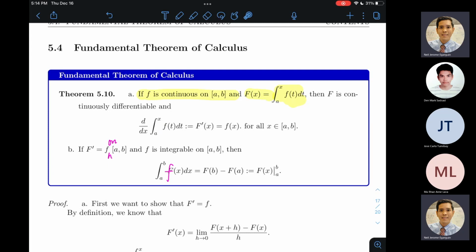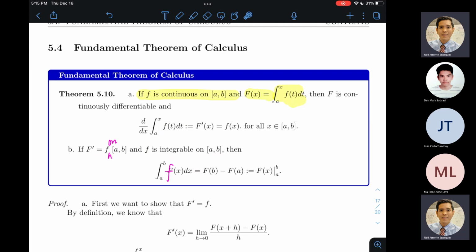All right? But we will assume that there exists an antiderivative for f on the closed interval AB. Right? So ibig sabihin, kung meron tayong makikita na function big F na ang derivative ay equal kay little f sa buong interval AB, then f is integrable on the closed interval AB. And not just that, the Riemann integral of f over the interval AB is equal to the difference of the function value of F at b minus the function value of F at a. All right, and this is the usual notation we used in Math 36.